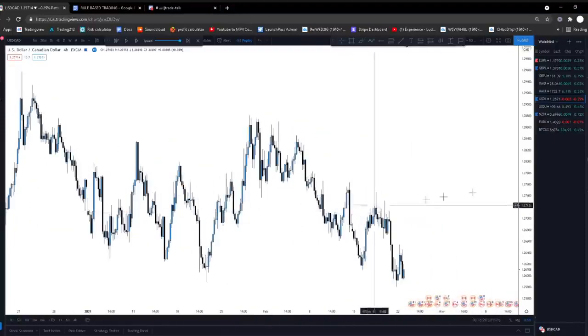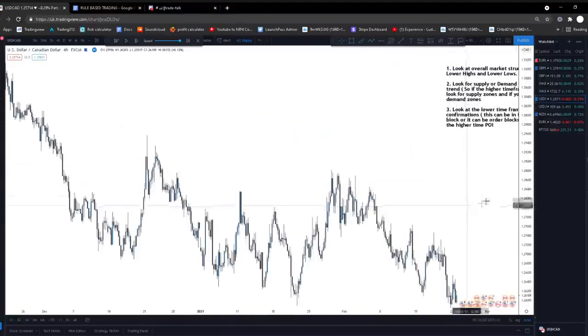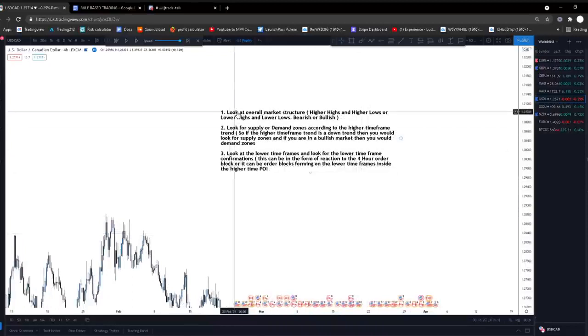So the 3 rules that I follow when I am trading order blocks are these. You'll notice I did it in chronological order. The first thing that you look for, the second thing that you look for, and then the third thing that you look for as your final confirmation before you enter.